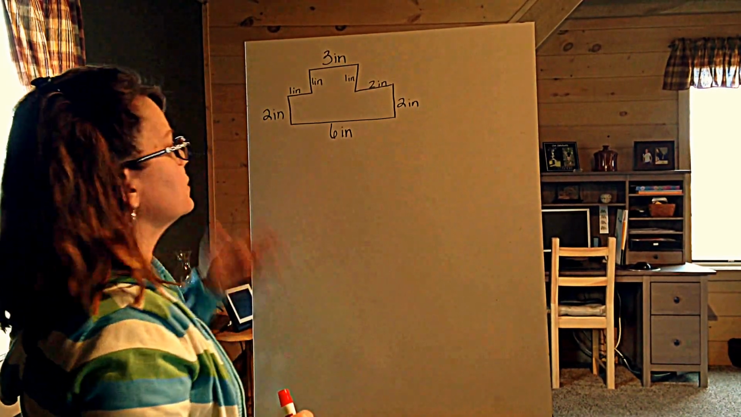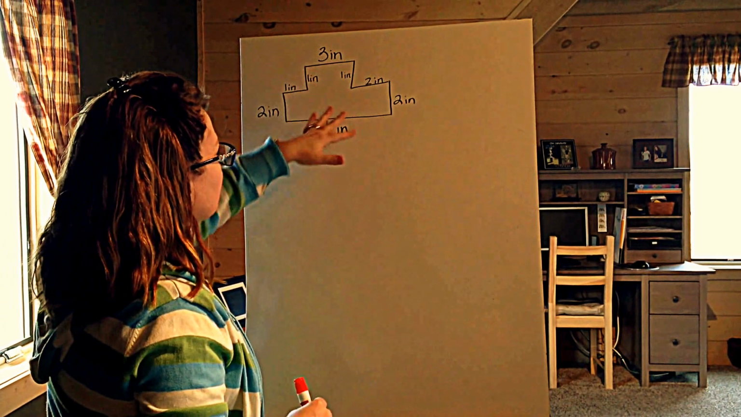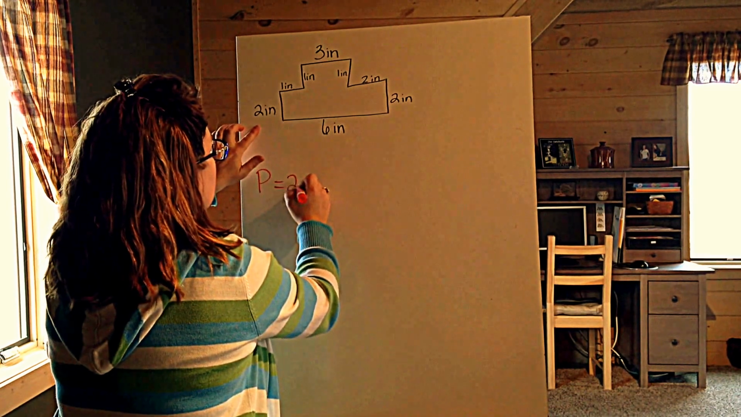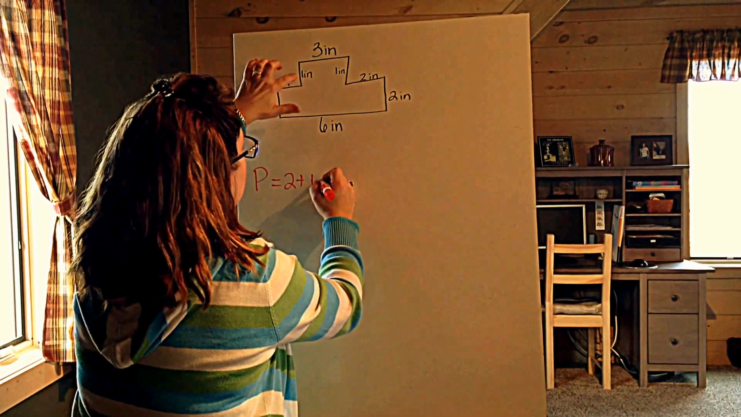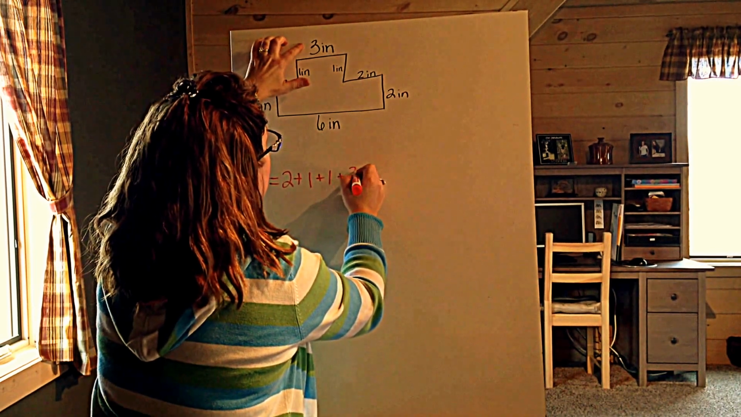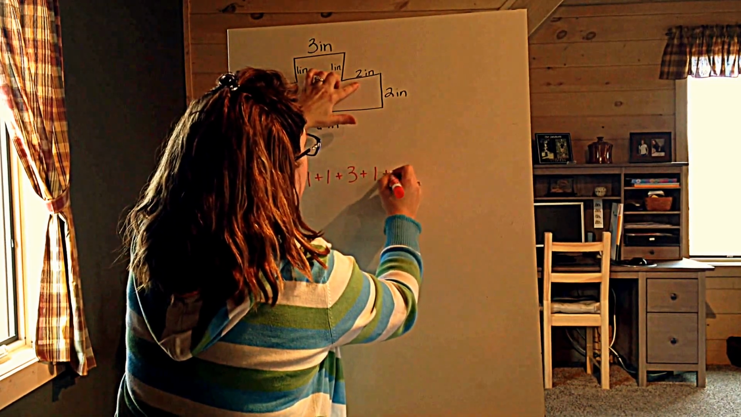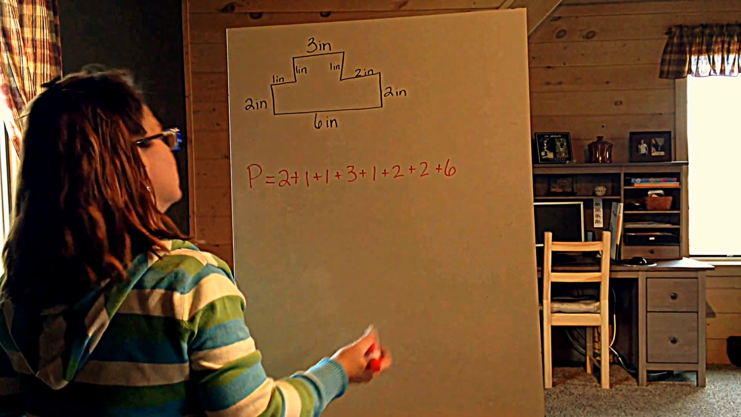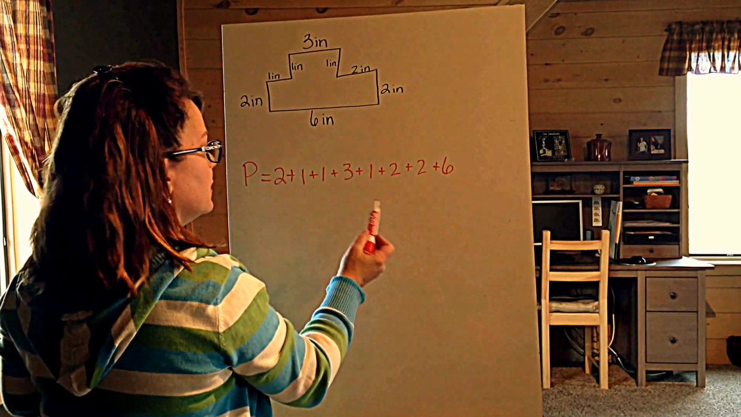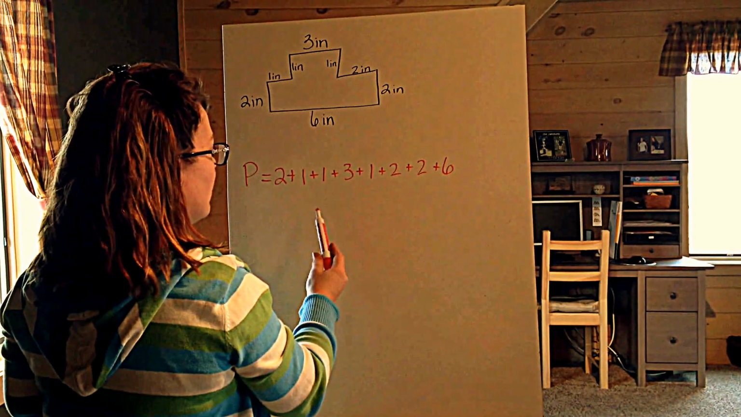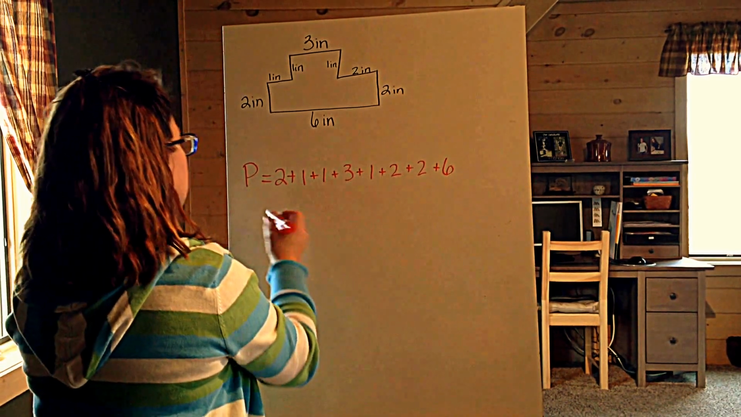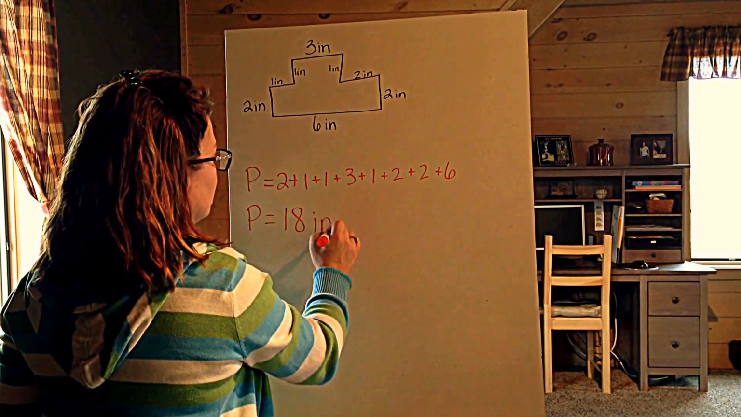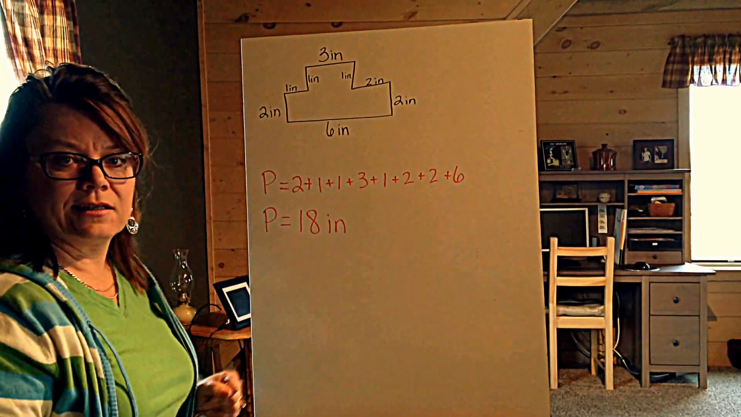This shape almost looks like a hat, but we've got, again, lots of different measurements, so we're just going to go ahead and add them all together, just like we've done with the others. 2, 1, 1, 3, 1, 2, 2, and 6. So we've got 6, 2, 4, 6, so 6 and 6 is 12, 13, 14, 15, plus 3 is 18. 18 inches for this particular one. And that is our perimeter.